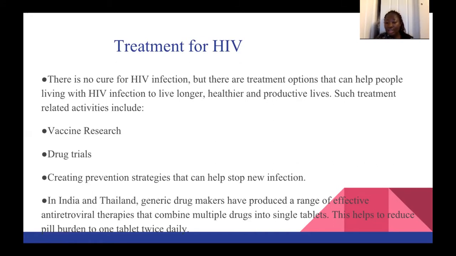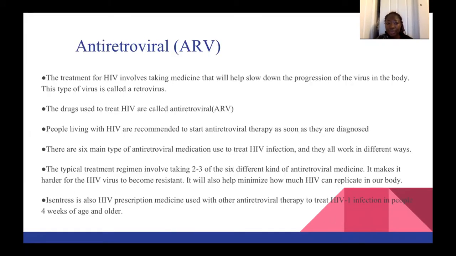In India and Thailand, generic drug makers have produced a range of effective antiretroviral therapy that combines multiple drugs into single tablets. This helps to reduce the pill burden to one tablet twice daily. The treatment for HIV involves taking medicine that will help slow down the progression of the virus in the body. This type of virus is called a retrovirus. The drugs used to treat HIV are called antiretrovirals, ARV.